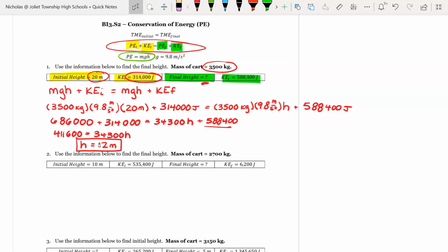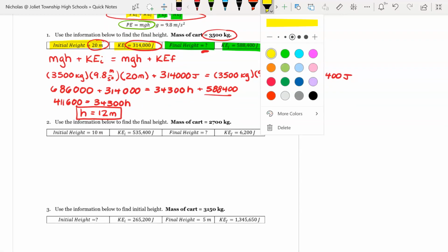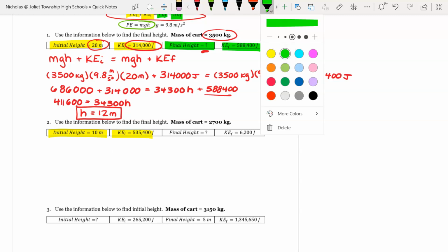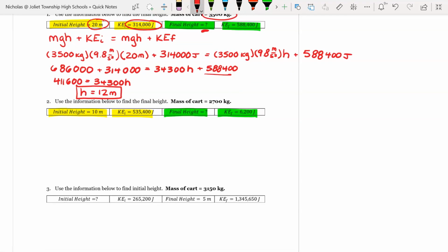All right, a lot of work. There's a lot going on in these types of problems. Just go slow and be careful with your math. All right, let's set up the next one. The next one is exactly the same as the first one. We just have different numbers. We are given an initial height, an initial kinetic energy, and we are finding the final height, and we are given the final kinetic energy. So same equation.